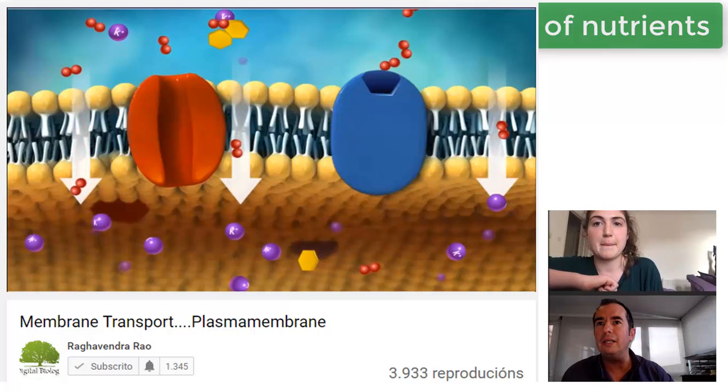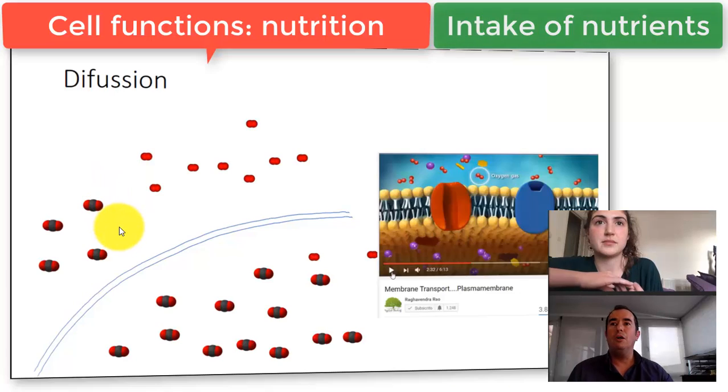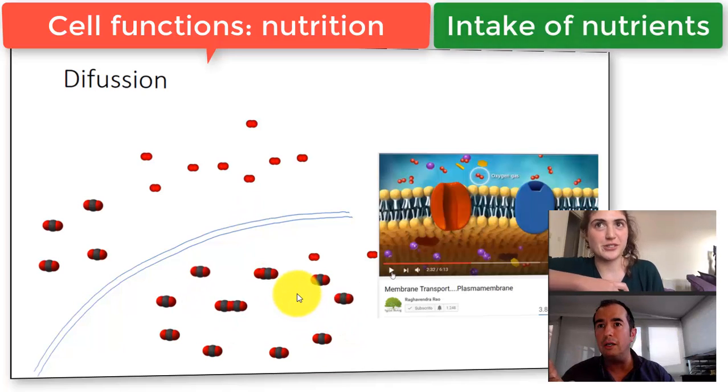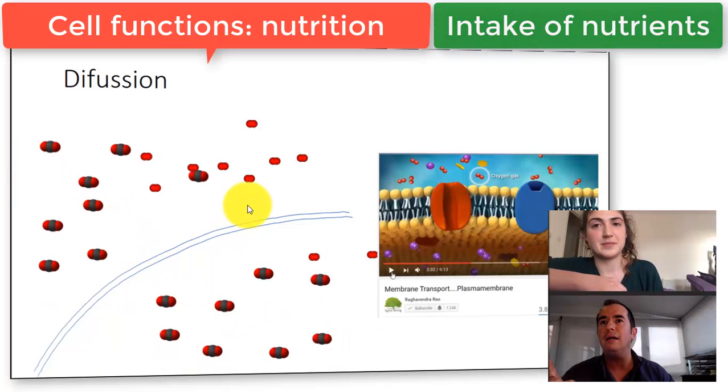Okay, so I'm going to repeat the animation here. Molecules are going to pass from high concentration, like here I've got O2, and they go along the concentration gradient and pass to the place with less concentration. Okay, you are going to watch it here. CO2 passes to the other side, and now O2.